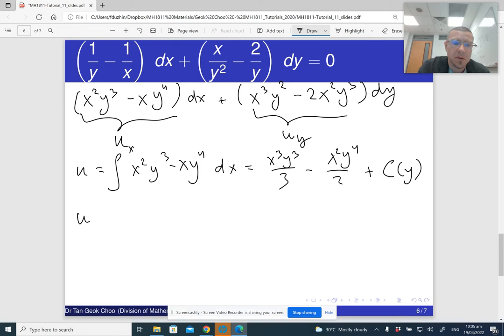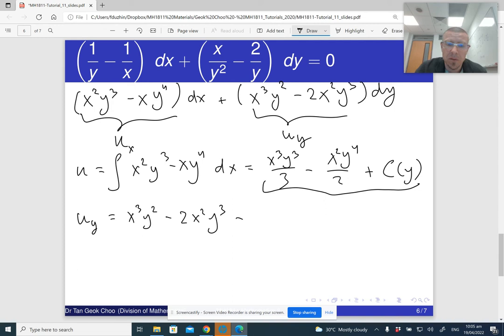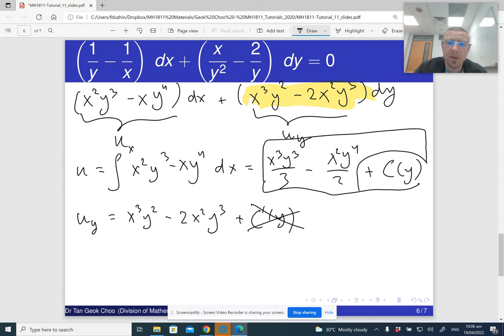So now the partial derivative of u with respect to y, so we can differentiate this with respect to y. So this is going to be x cubed y squared minus 2x squared y cubed plus c prime of y, and this is supposed to be equal to this thing, which actually it is, right? So we don't even need c prime of y. So essentially c prime of y is 0. So it means that there's no need for any function of y here, so we can just forget about it, and this is going to be our answer. So there you go.